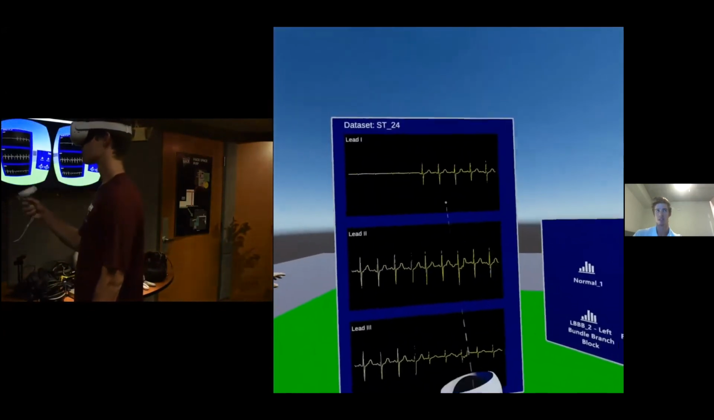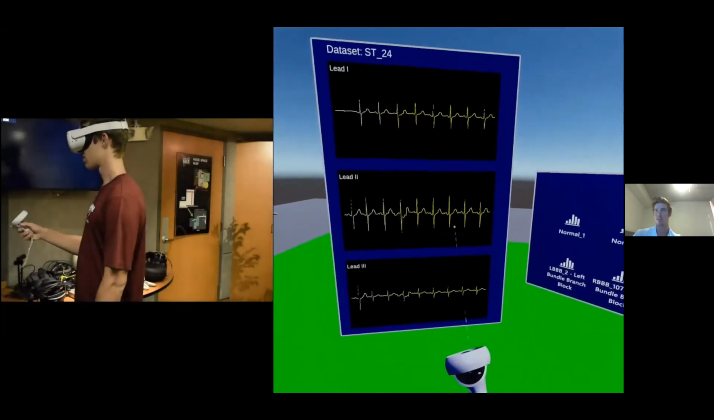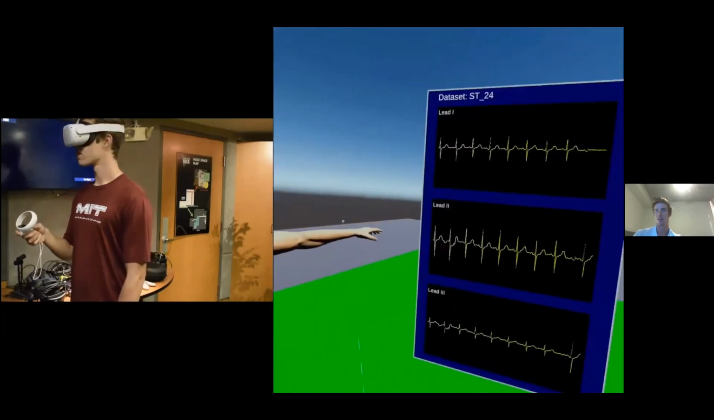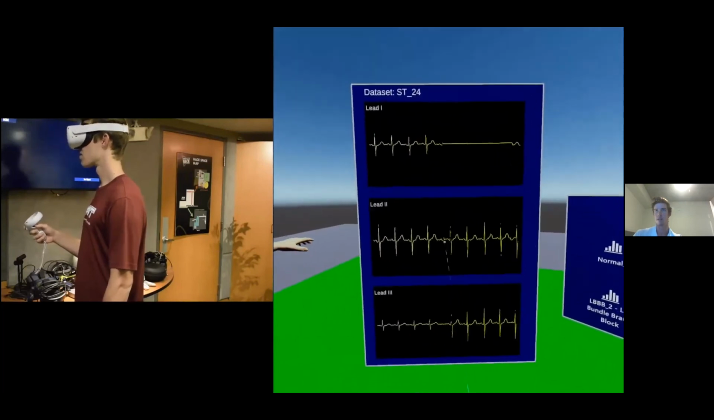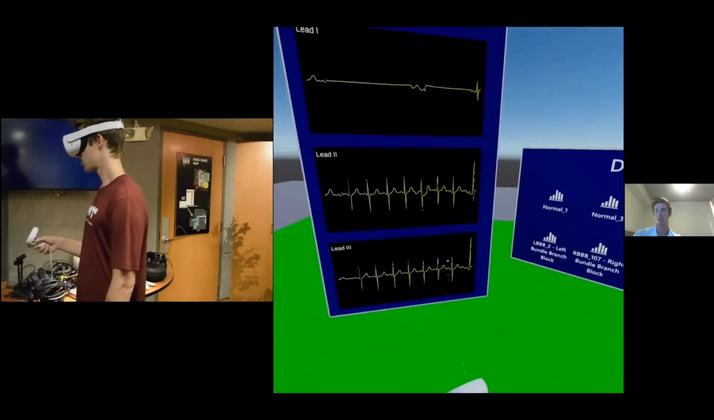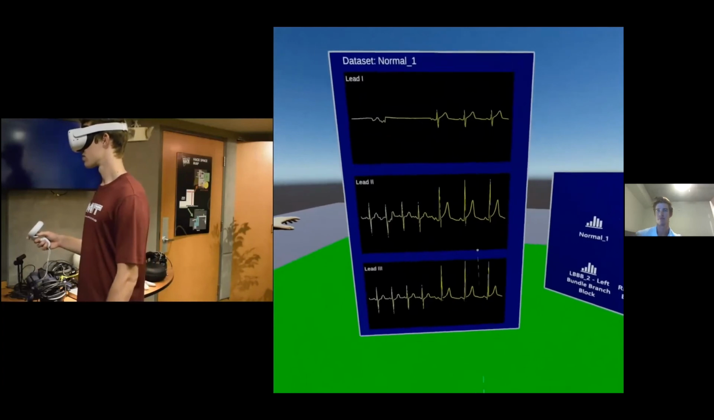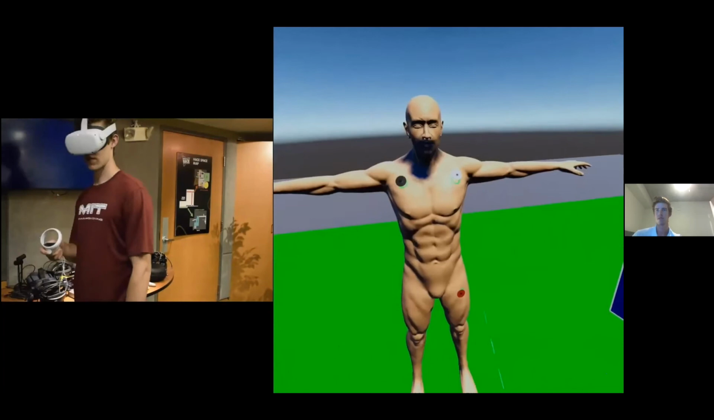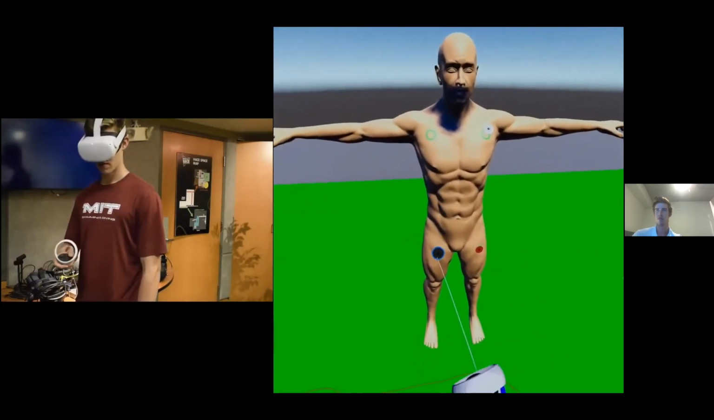And here I just moved a lead to a completely different, incorrect location on the side of the body, and you can see how the graphs change based on that placement. It's maybe a little hard to tell from the video without pausing, but now we just switch back to a normal data set. And once again, I'll just move the lead to a different spot.